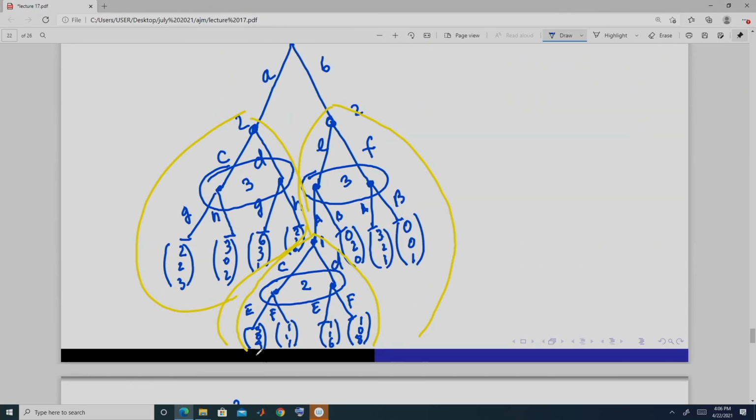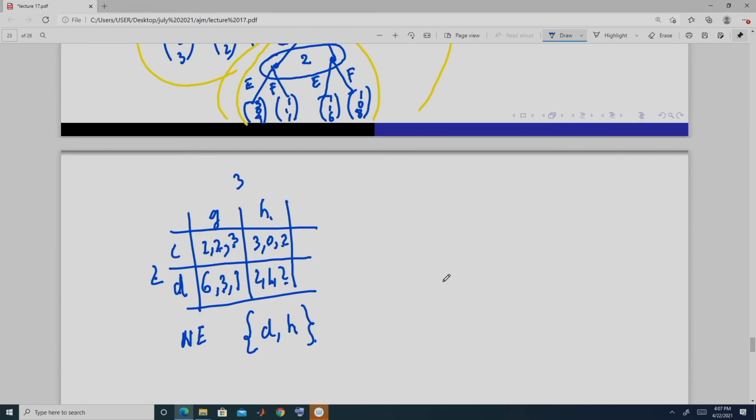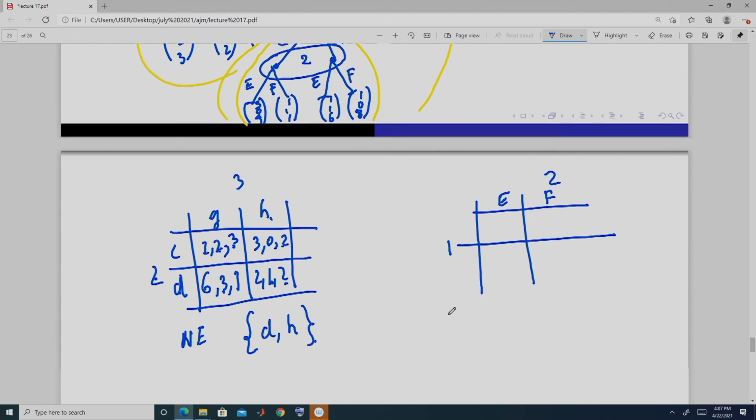Now, let us look at this subgame. This is played between player 1 and player 2. Player 2 chooses E, F. Player 1 chooses C, D.